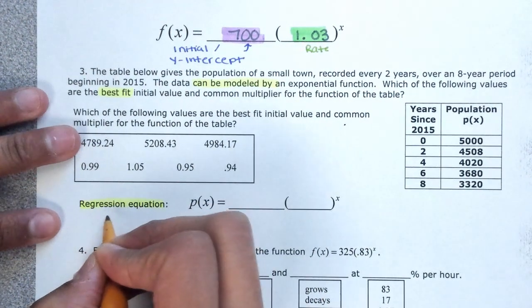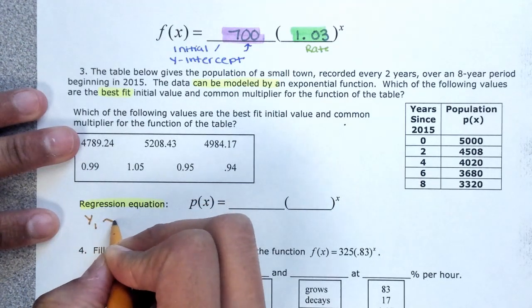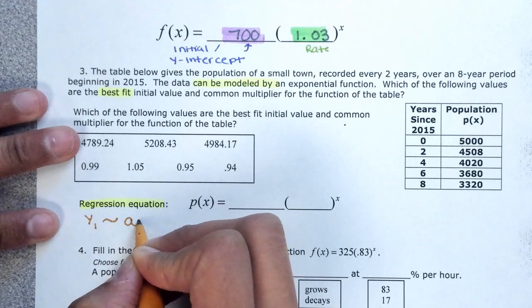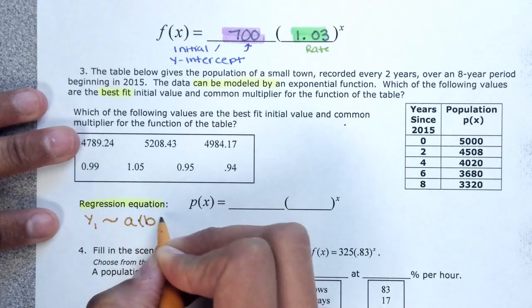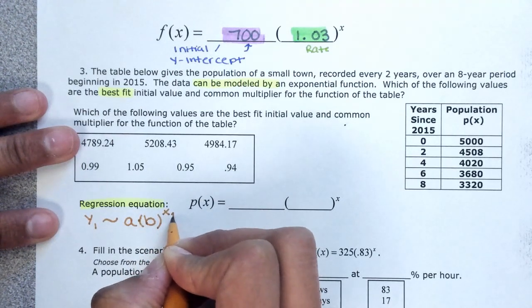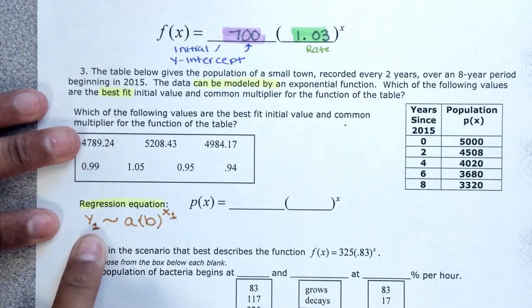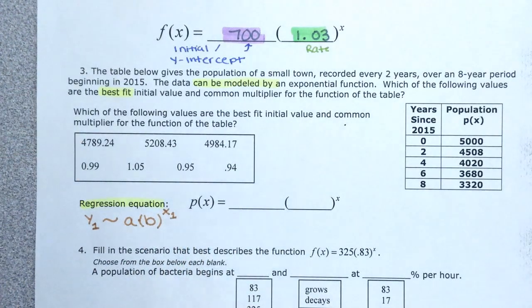So remember that we would do y1 tilde a times b, so we can do a parentheses a times b to the power of x, and don't forget that 1 there as well. So you have a 1 here next to y, and you have a 1 next to the x. So that's how you would type in your regression.